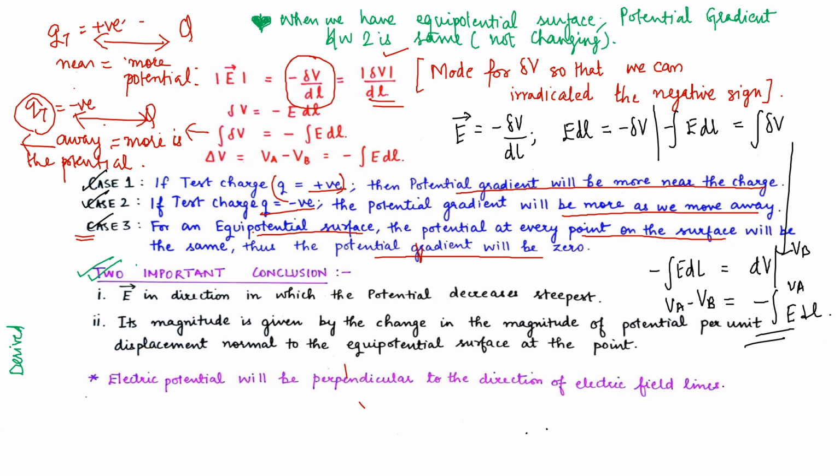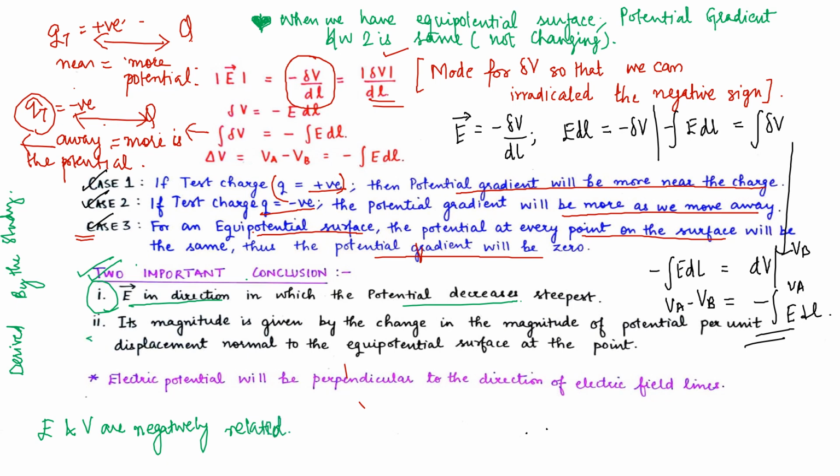Okay. Now the two important conclusions we have derived by thorough study. Now see, conclusion number 1 is that E is in the direction in which potential decreases steepest. E always moves in the direction where potential decreases. So E and V are negatively related. We have seen it even in the derivation.